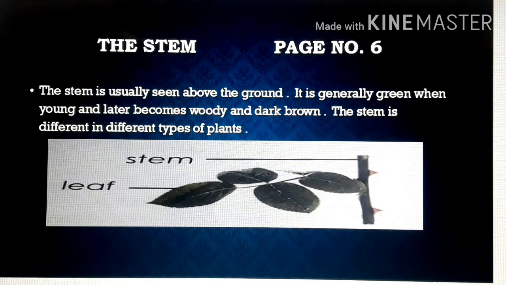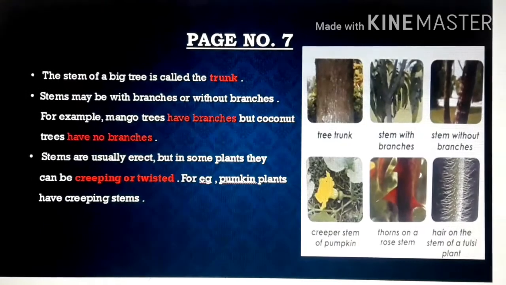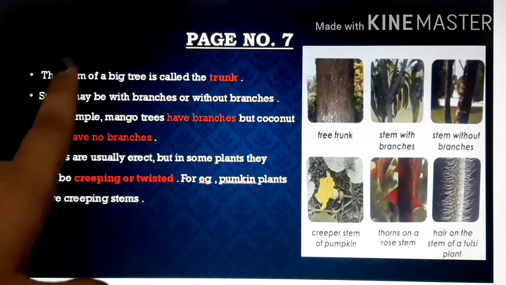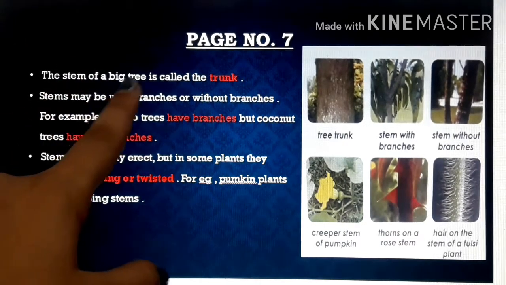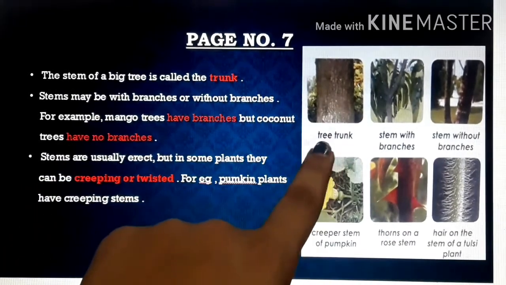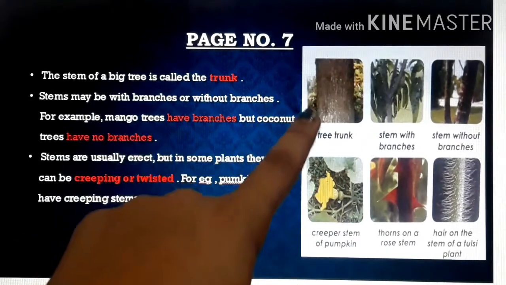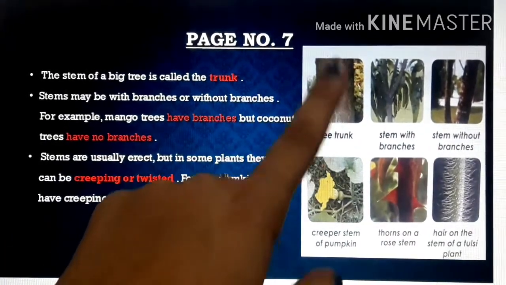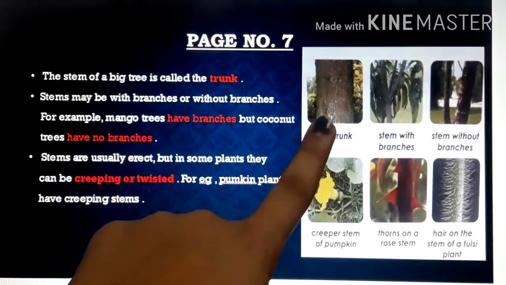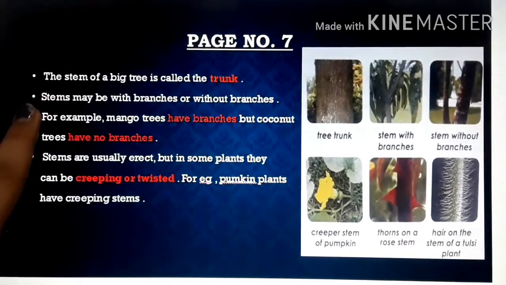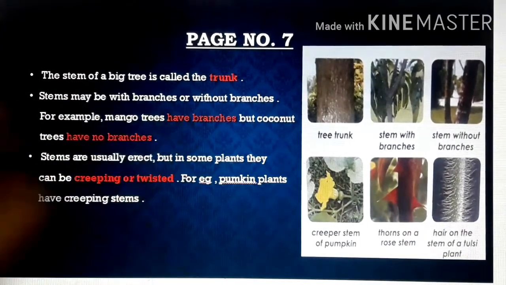Next, if you take out page number 7 of your book children, we will study about the different types of stems. The first is what is written, the stem of a big tree is called the trunk. Can you see this picture children? What is written? Tree trunk. This is the stem of the big tree, isn't it? So this is called trunk. We call it trunk. What do we call it children? Trunk. Okay.